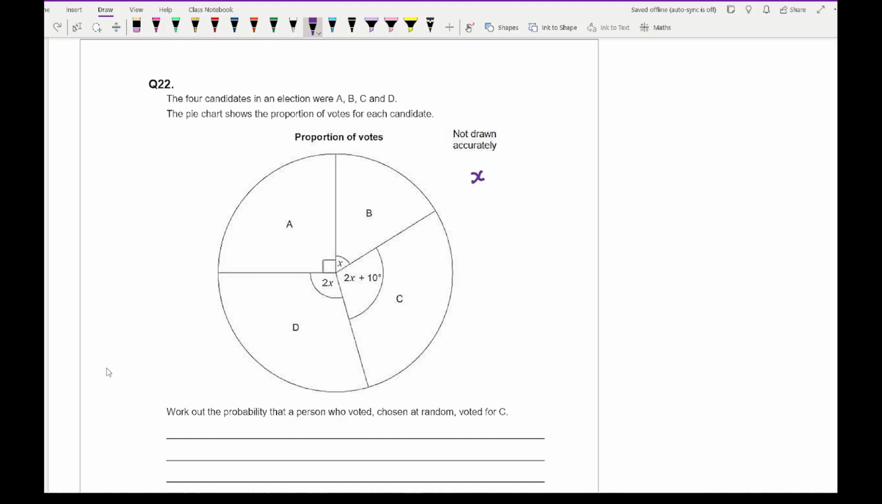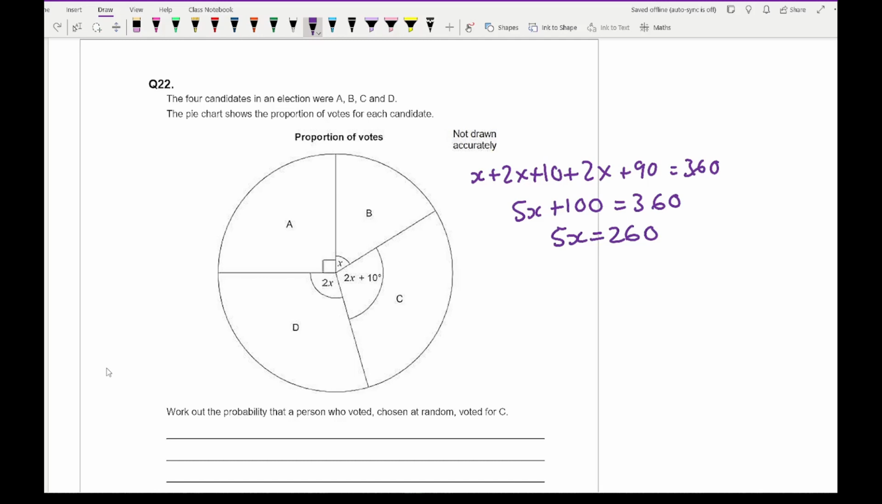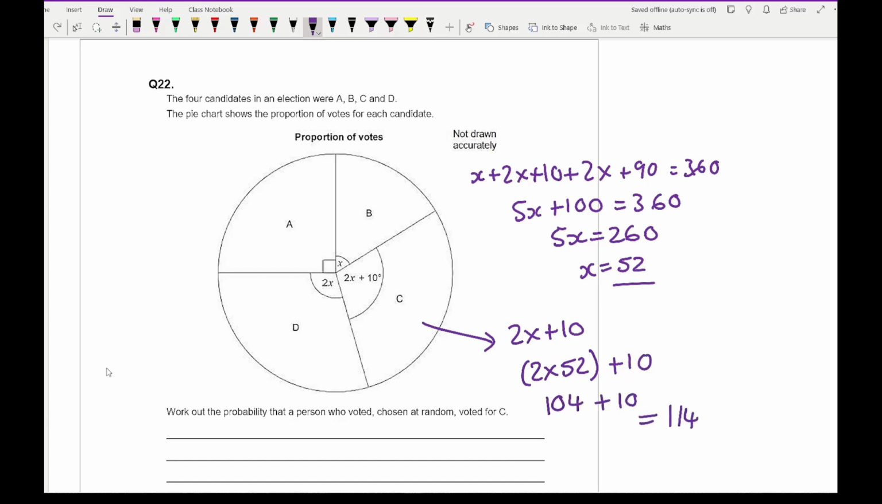So here I've got x plus 2x plus 10 plus 2x plus 90, and that's all got to add up to 360. So collecting the like terms, I've got 5x plus 100 equals 360. So 5x equals 260, and 260 divided by 5 gives me 52. So x equals 52. So I'm working out what each of the sections are going to be. For C, I've got 2x plus 10. So if x equals 52, it's going to be 2 times 52 plus 10, so that's 104 plus 10, so it equals 114.